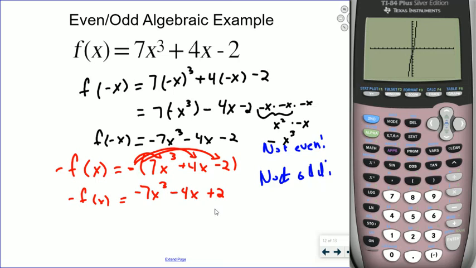Okay? Since it's neither even nor odd, it is a neither function. It is neither even nor odd. Okay? So I hope that helped with the algebraic explanation of how we are going to be dealing with these functions.